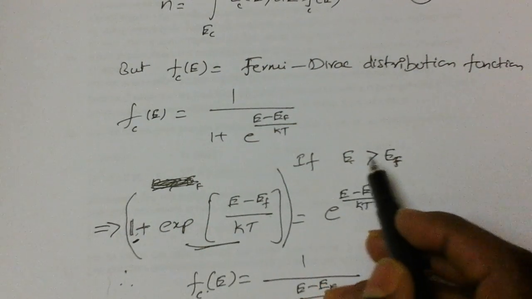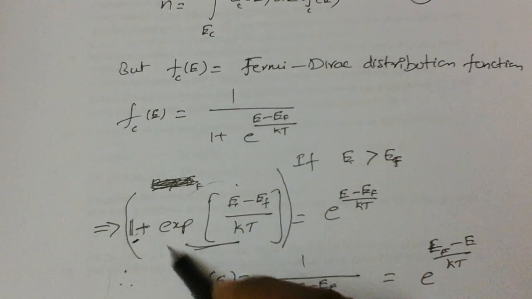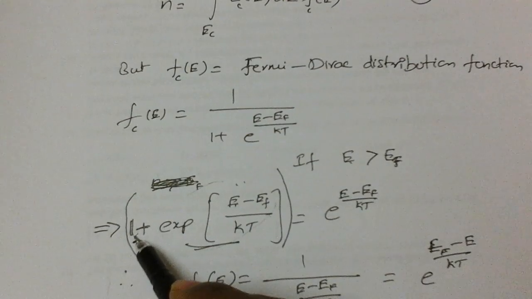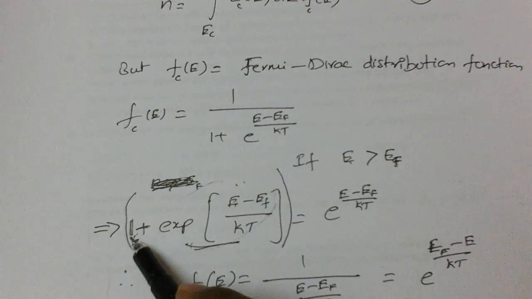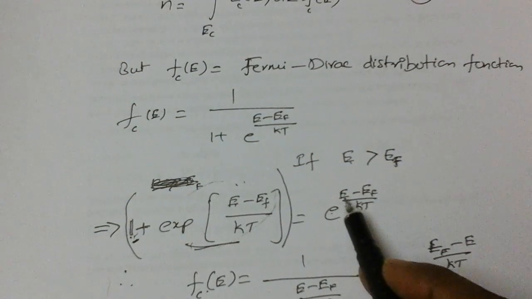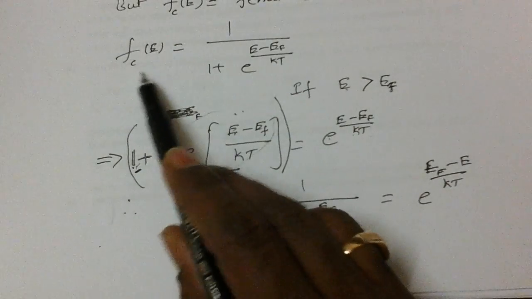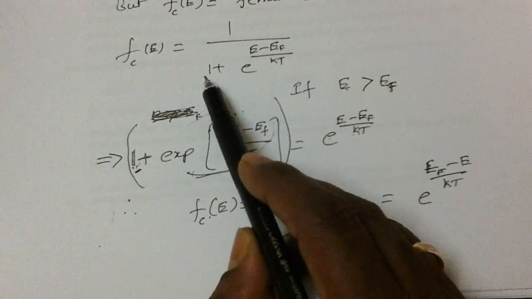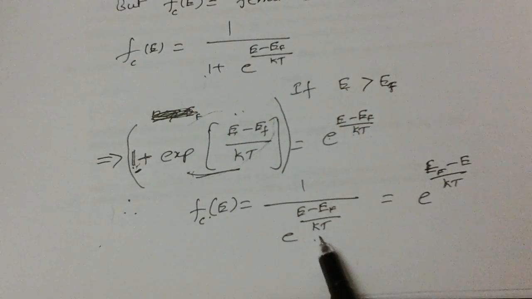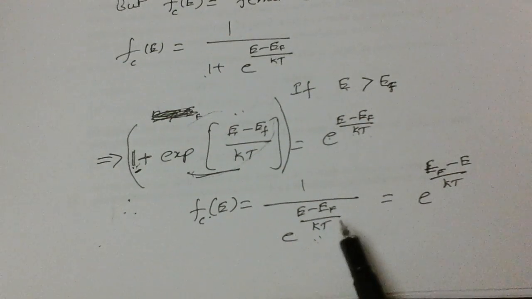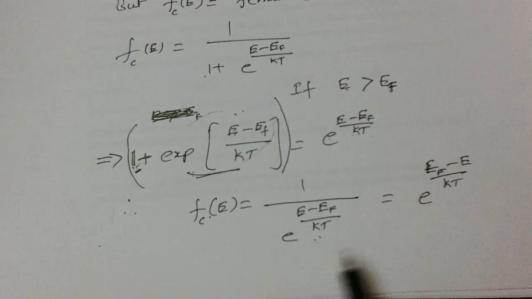Why? Because E is greater than EF. In this equation, E is greater than EF, so the total term value is going to increase, and the 1 is going to be neglected. So only this exponential term remains. Finally, f(E) is equal to 1 by 1 plus 1 neglected, so only e power of (E minus EF) by kT remains. If it is in the denominator, bringing it to the numerator we get e power of (EF minus E) by kT.